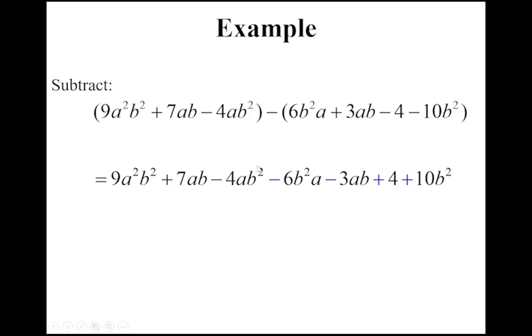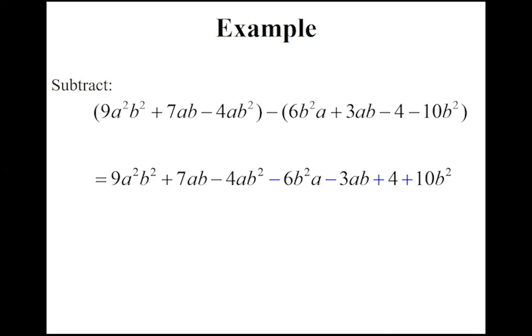Now here we have ab squared. Here we have b squared a. Those are actually like terms. And you might be saying, but they look different. How are they like terms?